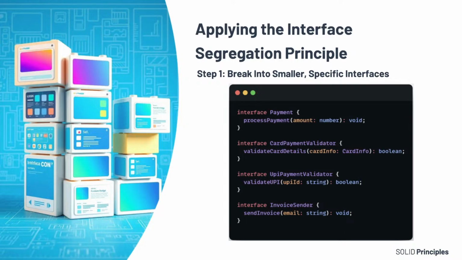Yeah, so here, as we can see, we have applied the interface segregation principle. All the methods that we saw in the previous code are separated into different interfaces. For example, interface of payment, interface of card payment, interface of UPI payment, and interface of invoice sender. This will increase readability and the utilization of each interface, properly and efficiently, which we can see in the next slide.